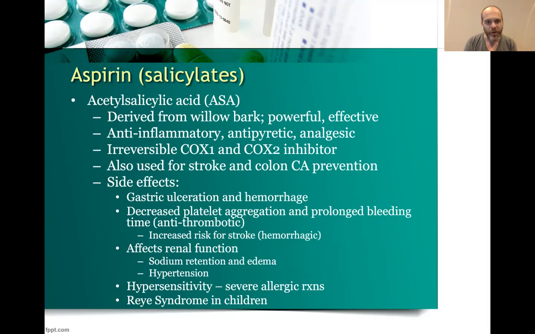Side effects can be gastric ulcers and hemorrhages if you use too much of them, prolonged bleeding, and decreased platelet count from prolonged aspirin use. You can also have sodium retention and edema, hypertension, and it can cause Reye's syndrome in children, which is very, very, very dangerous. It is permanent and causes massive neurological damage. That's why you always see a warning label never to give aspirin to kids.